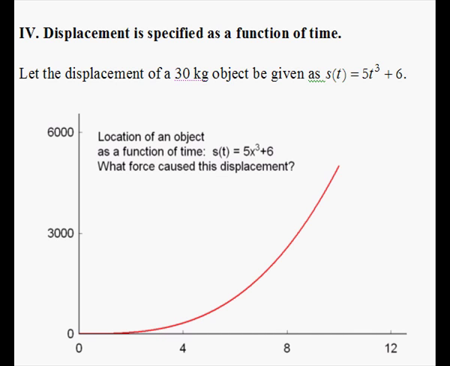Now here is the last easy example. Let's say the displacement is given to you as a function of time. You're given the mass as 30 kilograms, and you know how its position changes with time. In this case, it's 5t cubed plus 6, and here's a graph of that. This is displacement, say its location, and the horizontal axis is time. You can see that it starts off not moving very much, and then it starts moving very, very fast. So there is a velocity and an acceleration associated with that. The question we have to compute here is, what is the force that would cause this kind of displacement?